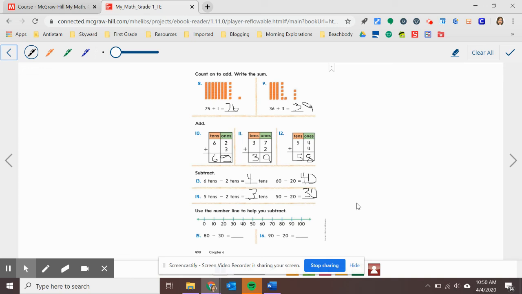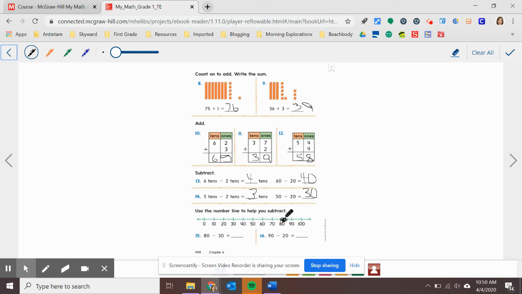All right, we have 2 more problems and then we are finished for today, first grade. So what I want you to do is look at numbers 15 and 16. And we're going to be using this number line to help us. Okay, so what we're going to do is look at this first number. So here I have the number 80, and I'm going to be subtracting 30. So what I need to do is find the number 80 on my number line first. So I'm going to find this 80, and I'm going to draw myself a little circle there, because that's where I'm going to start my pencil or my eraser, because you know you can use either end.